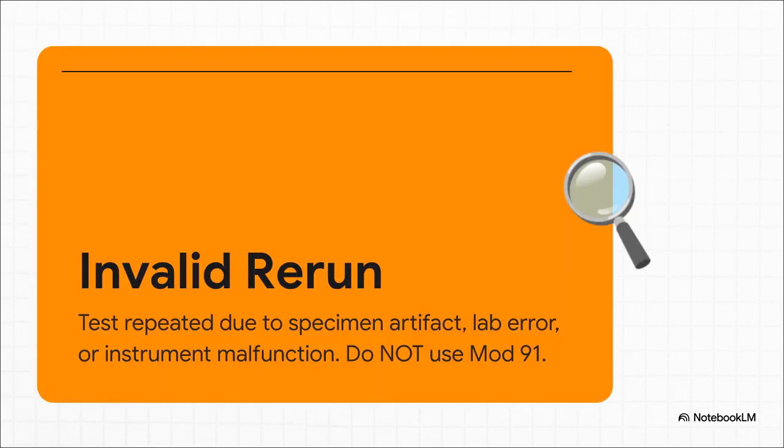But here is the trap they love to set. Repeating a test because of a lab error, a mishandled specimen artifact, or an instrument malfunction can never, ever be billed with modifier 91. Modifier 91 is strictly there to monitor a patient's clinical condition, not to get paid twice because someone dropped a test tube.